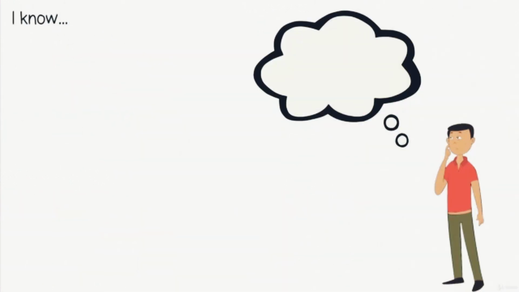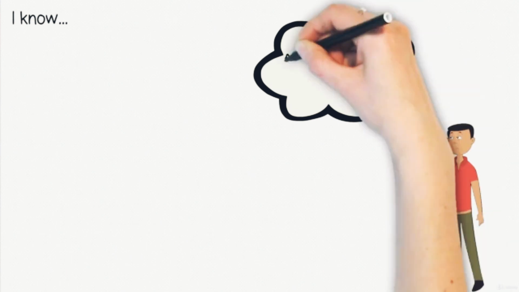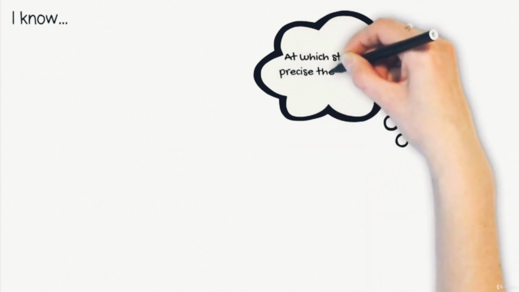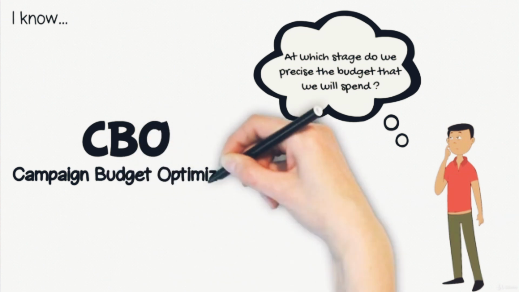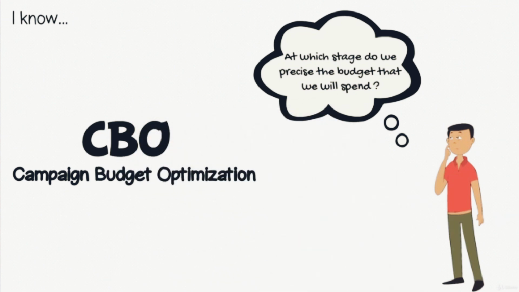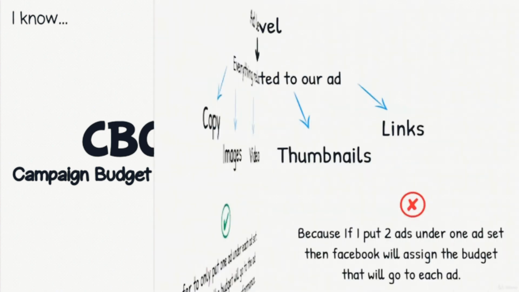I know a lot of you might be asking, but at which stage do we specify the budgets that we will spend? Here is the role of the famous CBO, which stands for Campaign Budget Optimization, which will be the topic of the next lecture. This lecture is only meant to give you a quick introduction to Facebook ads campaigns.